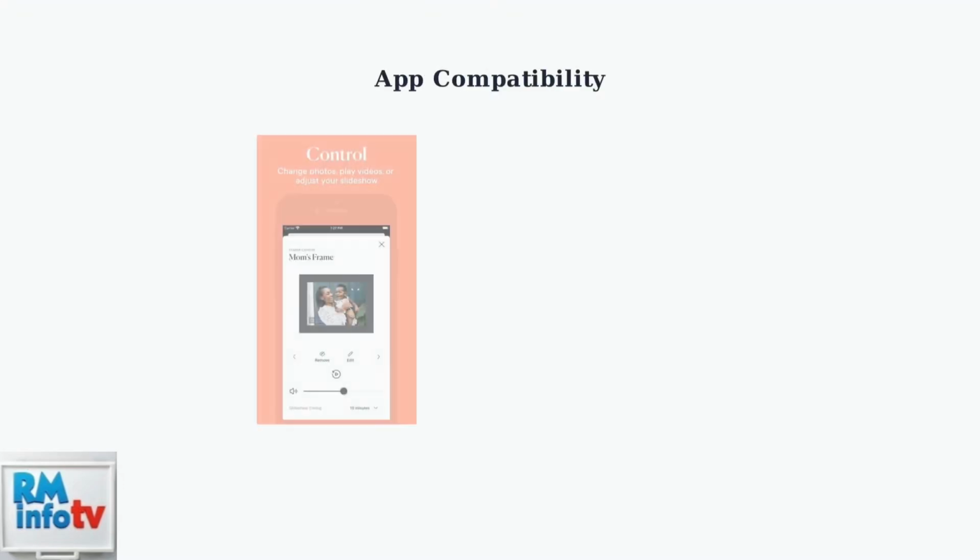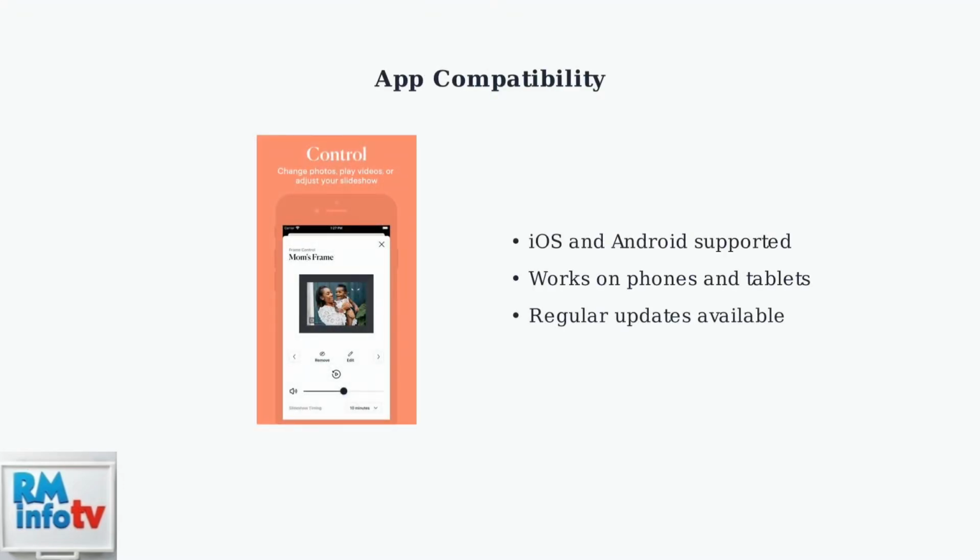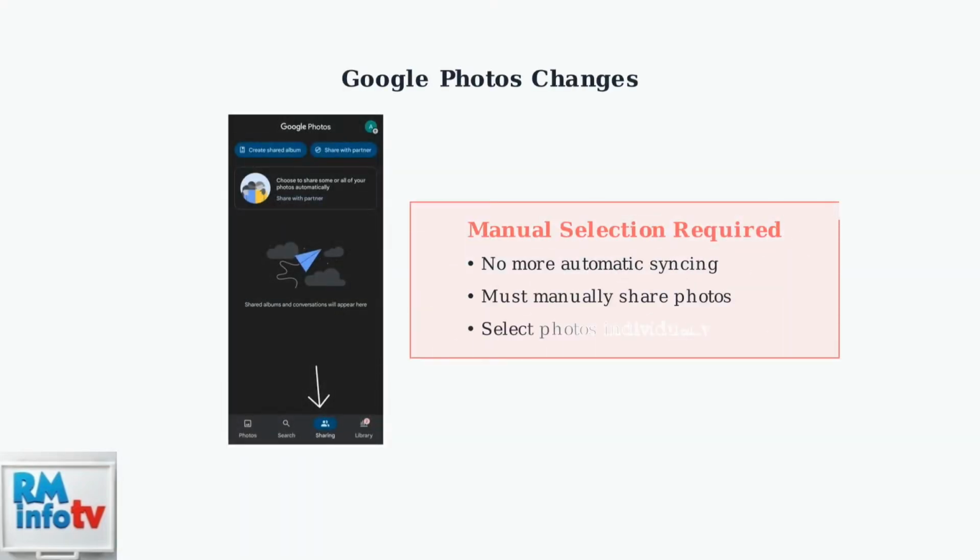Make sure the Aura app is compatible with your device. The app works on both iOS and Android smartphones and tablets. Important update: Google Photos no longer allows automatic syncing to third-party apps like Aura. You now need to manually select and share photos from Google Photos.